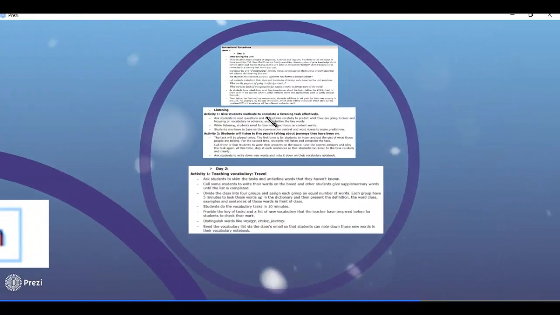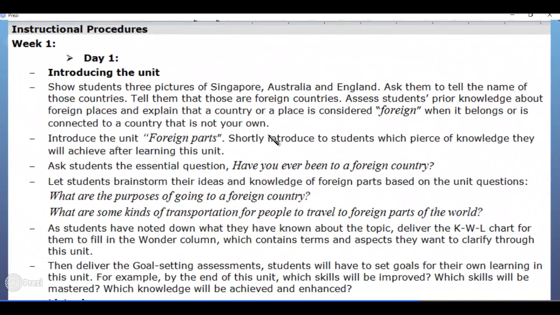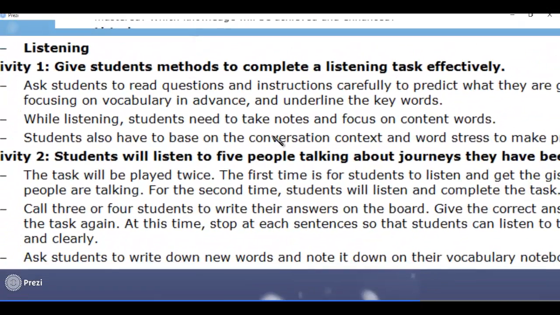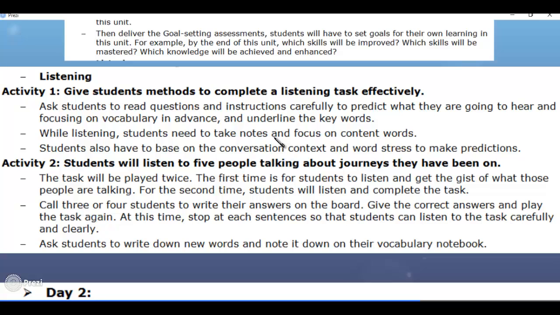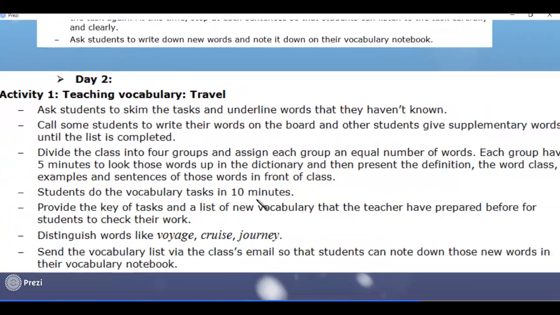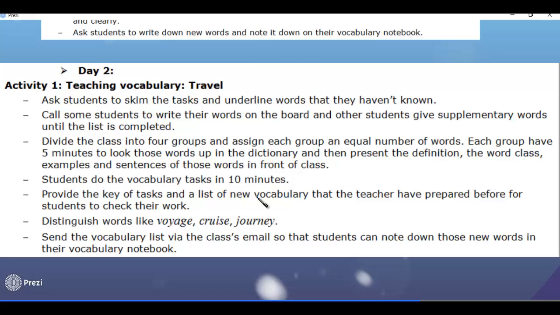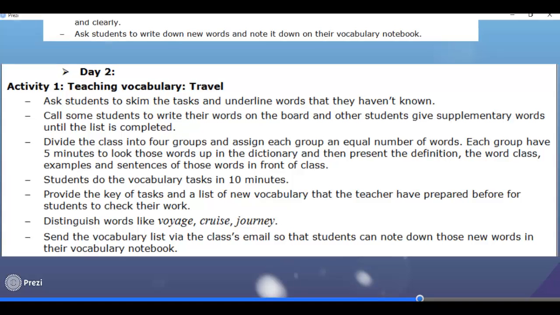Now we move to the instructional procedure. On the first day, I will introduce the unit as well as do some small activity to pick up my students' interest in the topic they are going to learn. And then in the listening section, I will give my students some methods for them to make the most of their listening task. On day 2, I use it for teaching vocabulary to help my students to distinguish some complicated and easy-to-mistake words such as voyage, cruise, and journey.